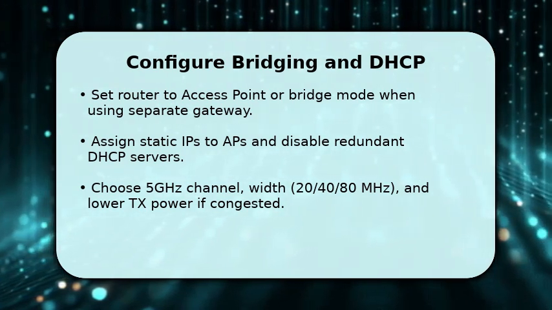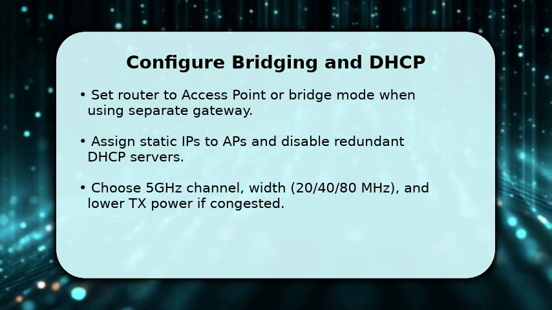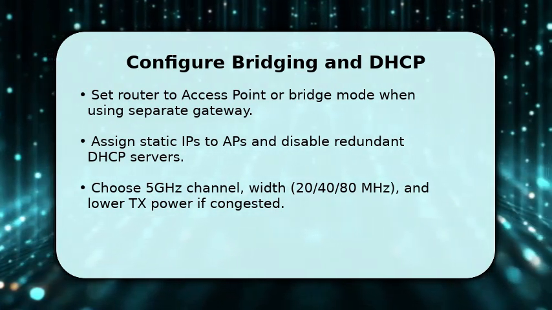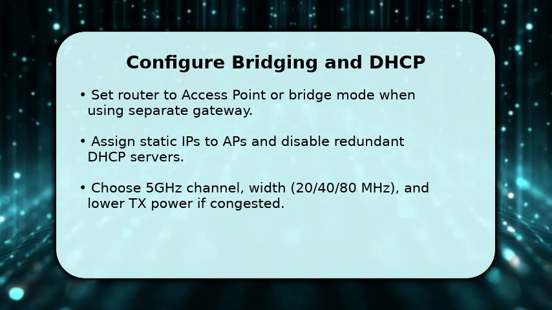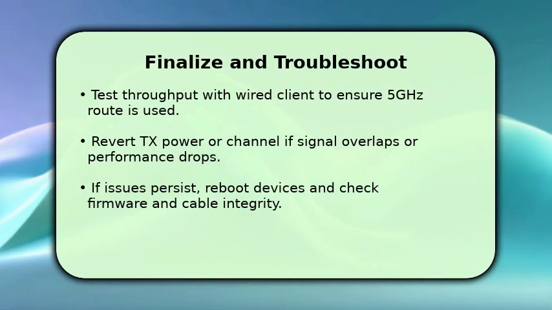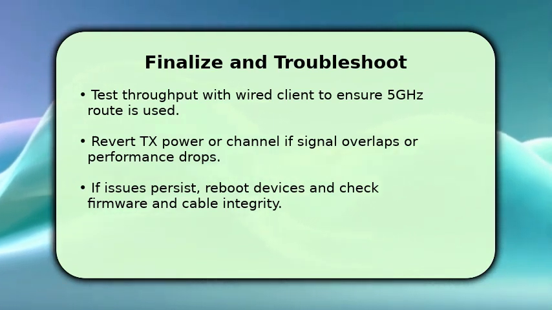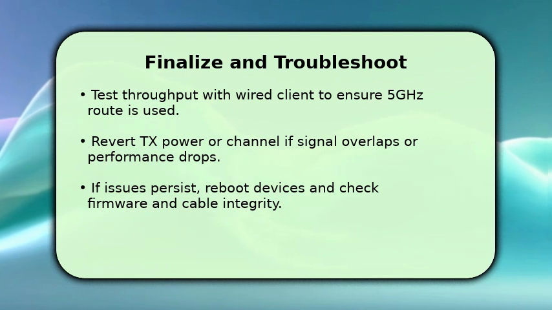Then pick a 5 GHz channel and channel width, 80 MHz for speed, 40 or 20 if interference causes packet loss, and save settings before you finish by validating performance. Run a speed test from a wired client, check routes, and confirm traffic flows through the 5 GHz accessible AP.